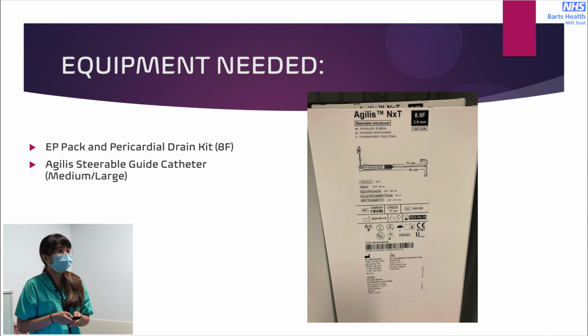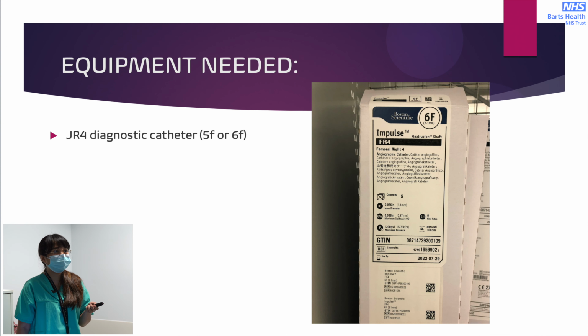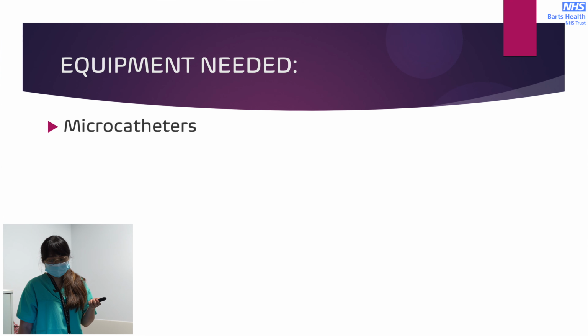A Gillis catheter is used to cannulate the CS. Again, this is operator preference, medium or large curl. A Gillis catheter and a JR4 catheter are used to subselect a vein. And then microcatheters: you have a choice between a microcatheter and an over-the-wire balloon. It's either a microcatheter or an over-the-wire balloon that will deliver the CO2 into the pericardial space.